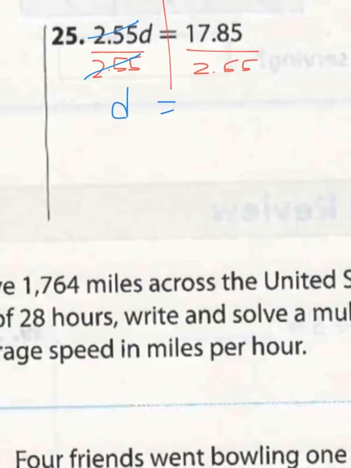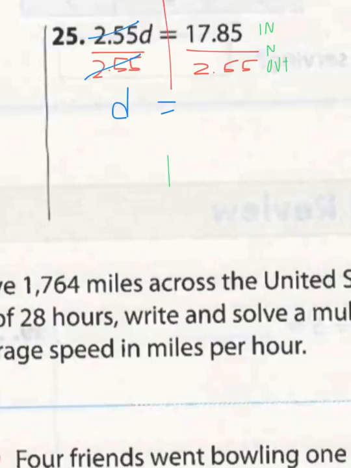Let me see if I have enough space here. Alright, so remember that famous burger place? In-N-Out, right? That's one we've always talked about in class. 17.85 is going to go on the inside, and 2.55 is on the outside.